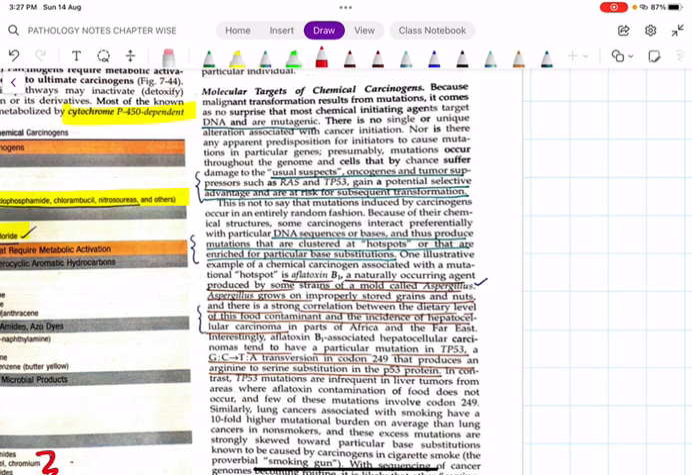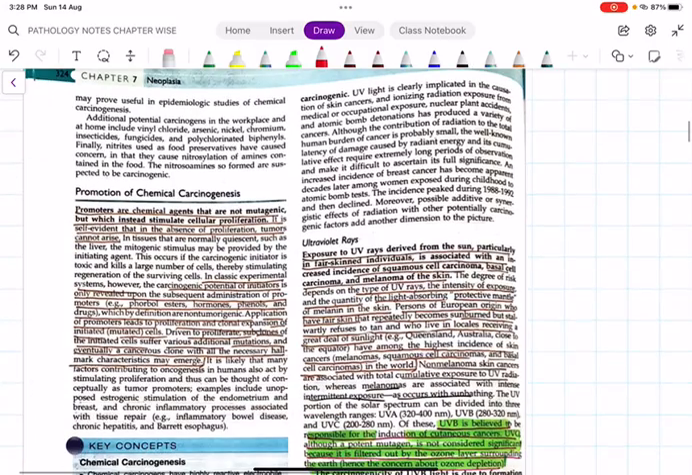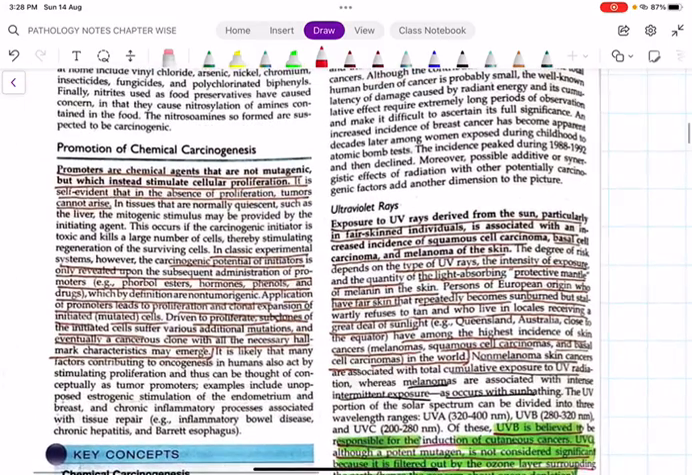So the most important tumor suppressor and oncogene that we encounter are two important things: one is RAS and another one is TP53. And even aflatoxin B1 from the Aspergillus has a very high incidence of causing hepatocellular carcinoma.